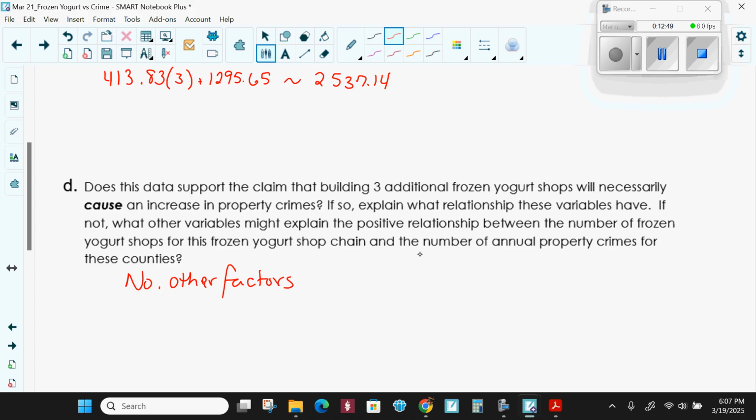Okay, there are other things that you can put in there. Just think of it, but I don't think it's necessarily the cause of the increase in property crimes, because building stores and stuff, yes, it brings other people there, but it also brings more revenue and things. And so I think there's other things going on besides just frozen yogurt shops.